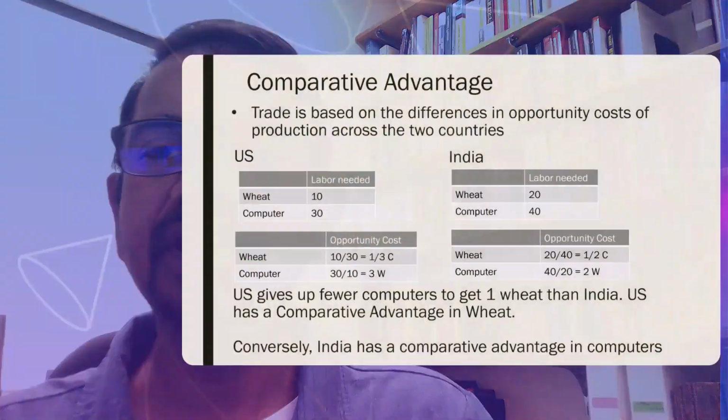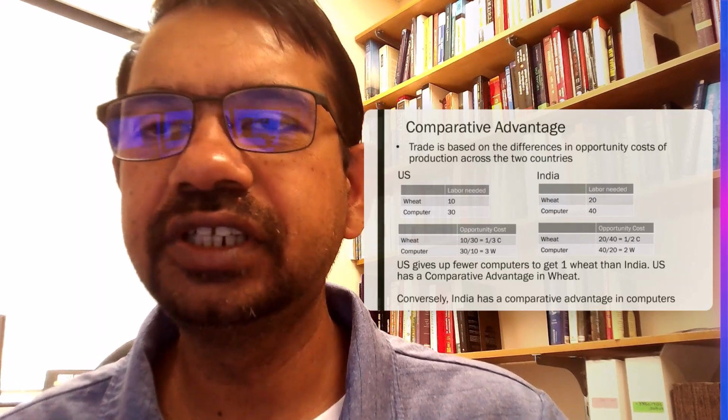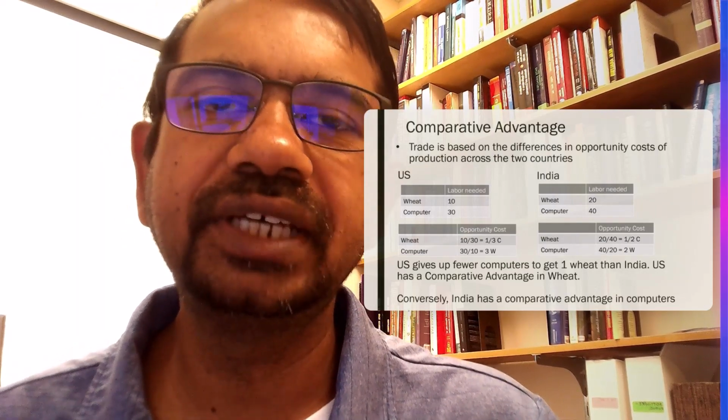For example, in the US, if we want to get computers, we have to give up workers from the production of wheat. If we make wheat, we have to give up workers in the production of computers. So the opportunity cost of wheat in the US is 1/3 computer. US needs 10 workers or 10 hours to make one wheat. US needs 30 hours to make one computer. What this means is that 1 unit of wheat costs 1/3 computers in the US. So we see that due to the differences in technology, both India and US have differing opportunity costs.